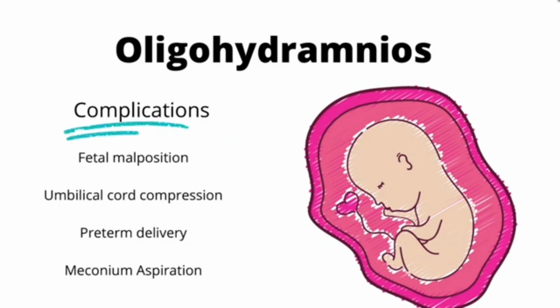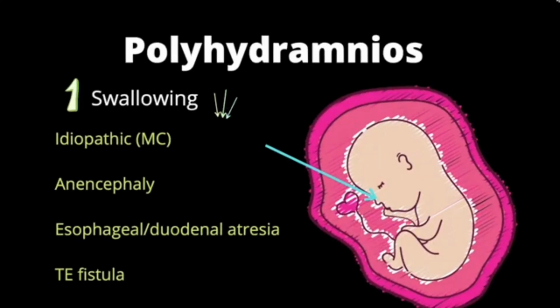And speaking of too much amniotic fluid, let's talk about polyhydramnios. So, as defined by the amniotic fluid index, polyhydramnios is a state where the amniotic fluid is greater than 24 centimeters. A major contributing factor to polyhydramnios is swallowing. So, if swallowing is decreased, that means that more amniotic fluid can be in the amniotic sac. The causes of decreased swallowing include the most common, which is idiopathic, as well as anencephaly, esophageal or duodenal atresia, and tracheoesophageal fistula. So these are all states that affect swallowing.